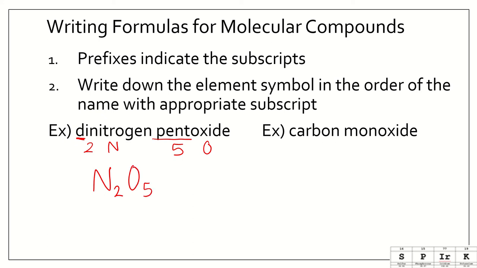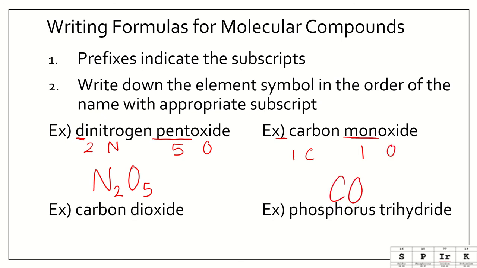Carbon monoxide, well, there's no prefix on carbon, so that means 1 carbon. And mono means 1. Oxide is oxygen. Carbon monoxide, CO. Let's look at carbon dioxide. Again, no prefix on carbon, so that just means 1 carbon. Di meaning 2, CO2.